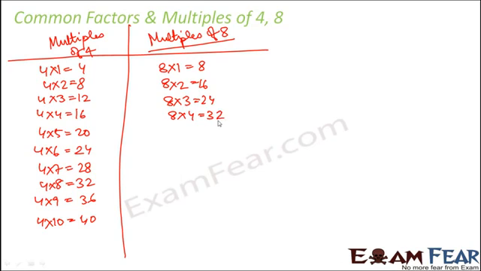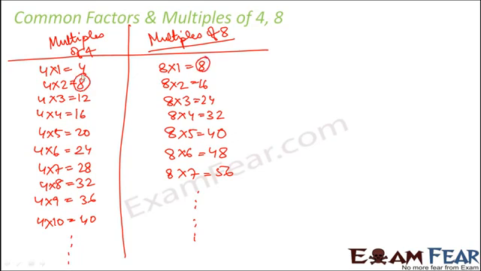32, 40, 48, 56, and so on. So now can you find out the common multiples? The first common multiple is 8. The next common multiple would be 16.